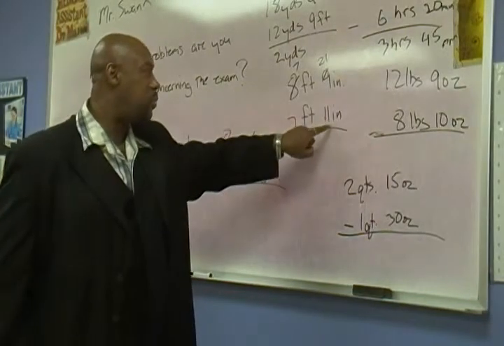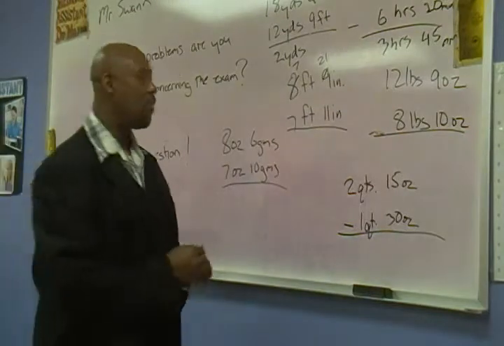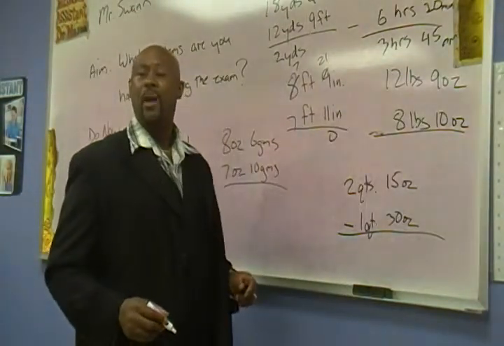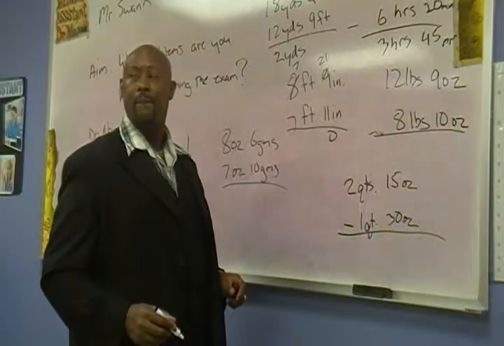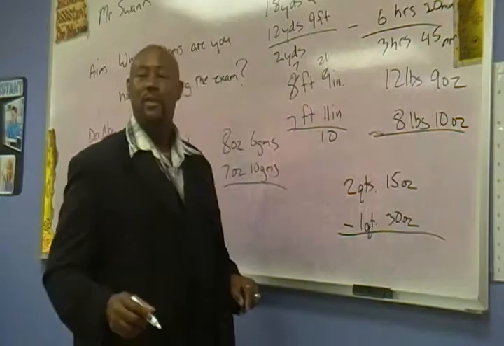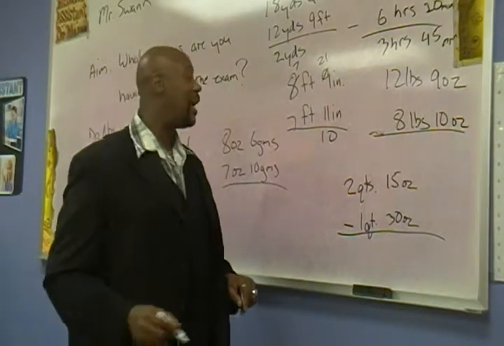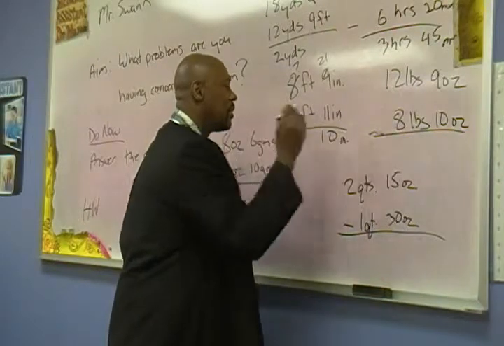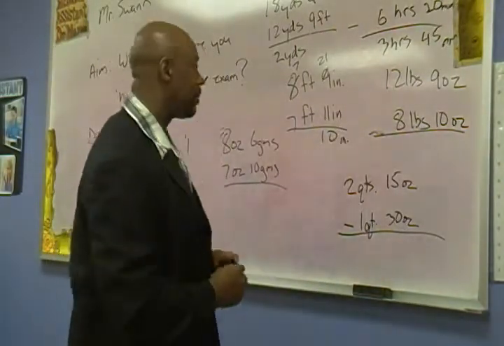Yeah. 1 minus 1 is 0, right? Right. And how much is 2 minus 1? 1. Yes. So 10 what? 10 feet. 10 inches. Yeah, 10 inches. That one is 10 inches.